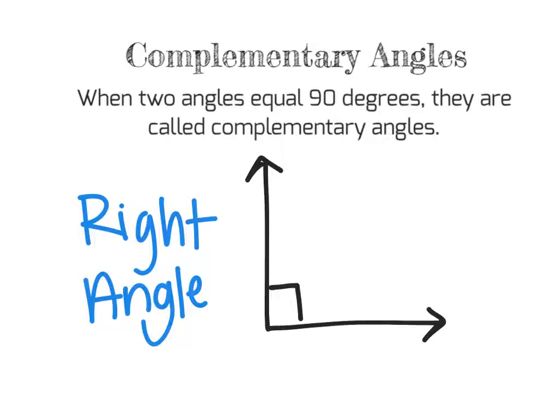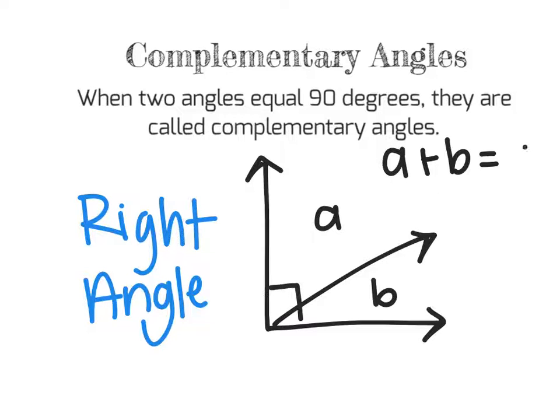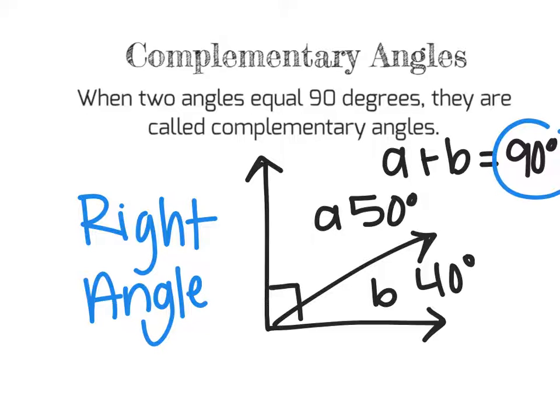So complementary angles might look like this. We're going to call this angle A right here, and angle B over here. And angle A plus angle B would equal 90 degrees. Okay, so for example, let's say that angle A is 50 degrees. Well, then angle B would have to equal 40 degrees because that would equal 90 degrees.